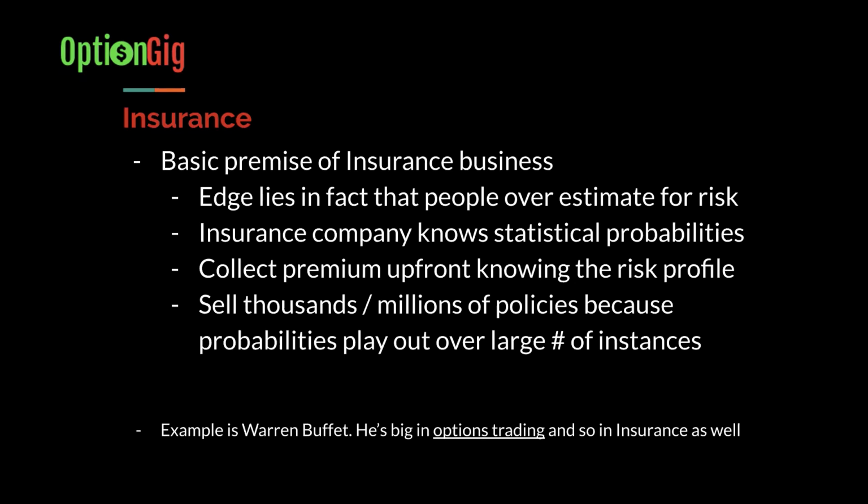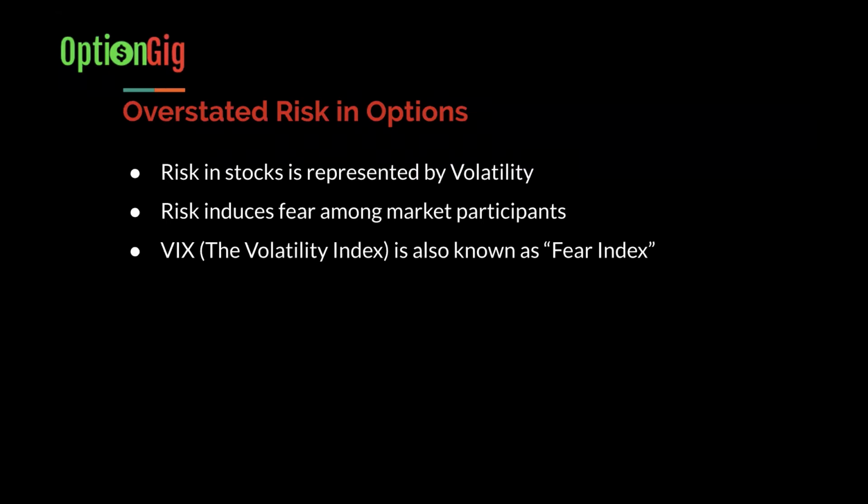But if they sell that same insurance to millions of people, and also in areas where the probability of hurricanes is less, then the statistical probabilities will work out. Okay. All right, so what's a similar thing of risk in options? The risk in stocks is represented by volatility. And we have also seen that risk induces fear among market participants. On March 23rd, when the stock market fell, volatility was through the roof.